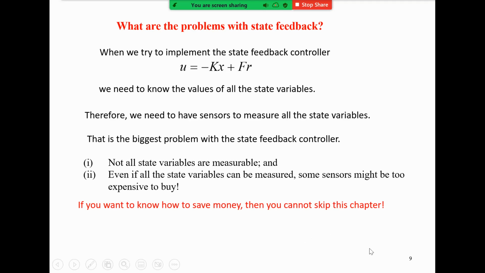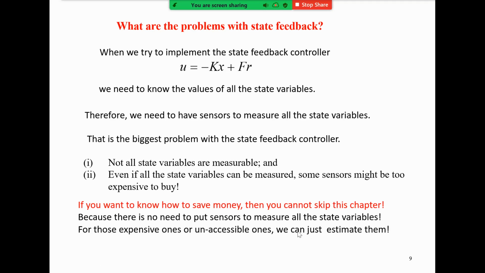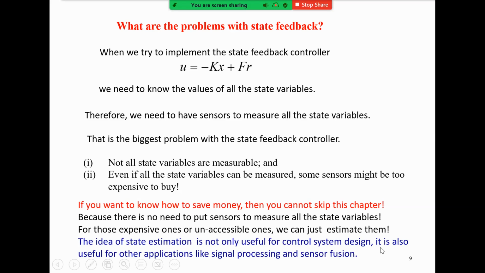There is no need to put a sensor on every state variable, because the state variables are connected with each other. For those expensive or inaccessible ones, we can just try to estimate them. This subject of state estimation is of course not only useful for control system design, it is also useful for other applications, like signal processing and sensor fusion.